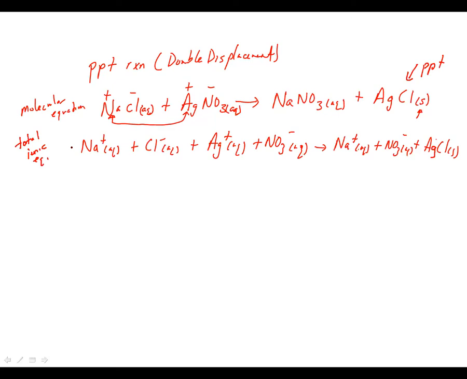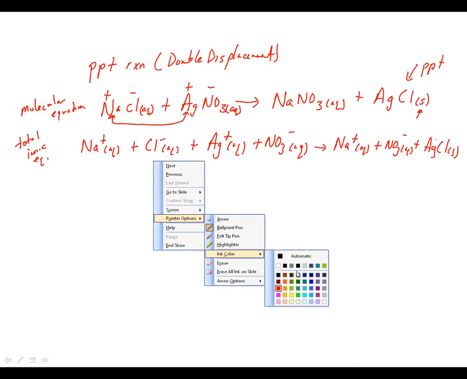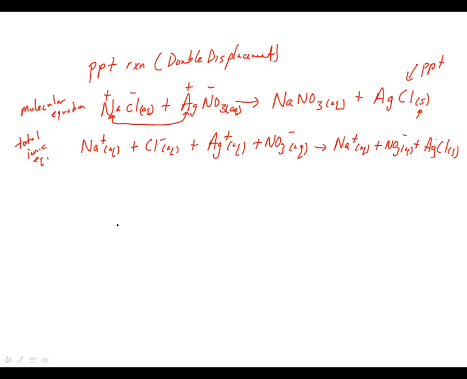And you can again look on both sides of the arrow and find ions that are the same on both sides. So in this case, we have a sodium ion over here, which looks the same as the sodium ion over here. And we have a nitrate ion on the left-hand side of the arrow, which looks the same as the nitrate ion on the right-hand side of the arrow. And again, these guys are going to be our spectator ions.